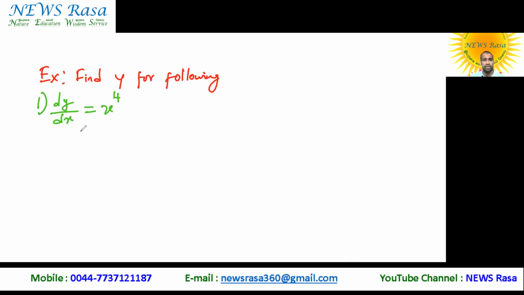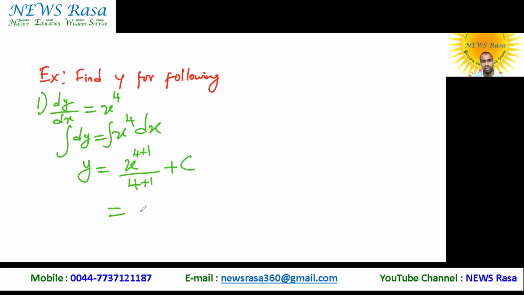Okay, so how do we do that? So again, like I said, you just cross multiply to make it into this form, and then you start integrating it, right? So you get y, because the integral of dy is y, and then the integration of x to the power of 4. So that is going to be x to the power of 4 plus 1 whole thing divided by 4 plus 1, and then plus c. So the answer would be x to the power of 5 divided by 5 plus c. And that's it. So that's the answer for the integration of x to the power of 4. So that's one example. All right.